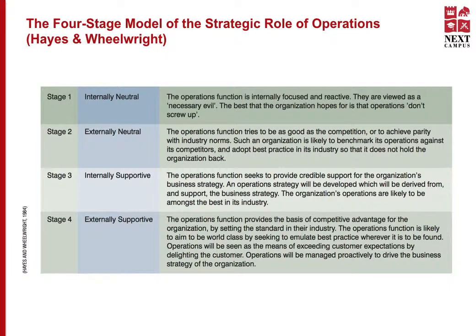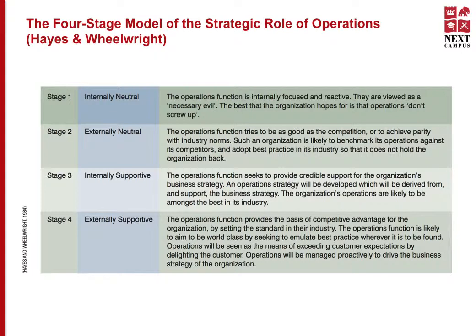When we talk about operations strategy, we need to focus on Hayes and Wheelwright's four-stage model of the strategic role of operations. There are four stages that need to be considered. First, the operations function is internally focused and reactive. That's stage one. It is internally neutral. So operations are viewed as a necessary evil. The best that the organization hopes for is that operations don't screw up.